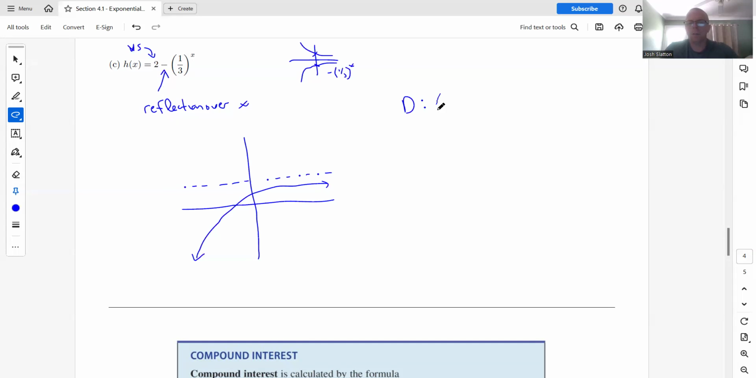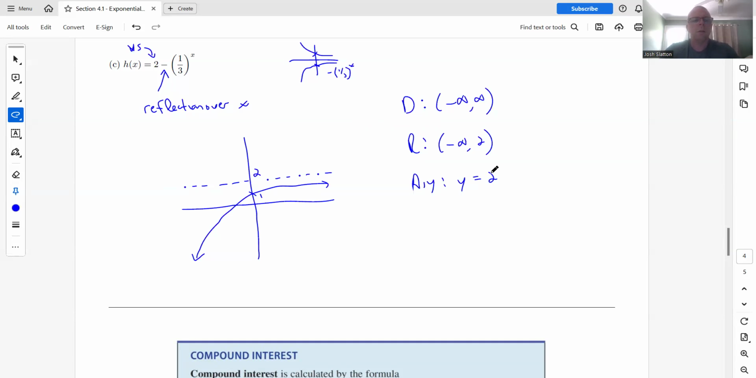Domain, like I said, it's all real numbers. Range, now look at the graph. So that is at 2, that is at 1. That's not important for the range. Range would go from -infinity to 2. We don't include the 2, and then the asymptote would be y equals 2.